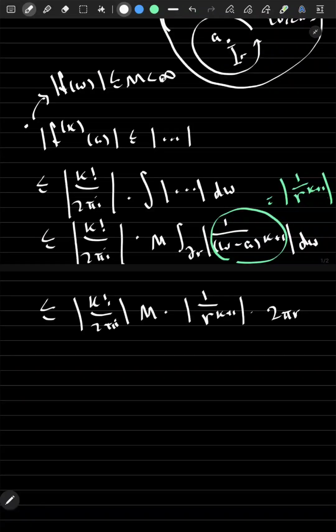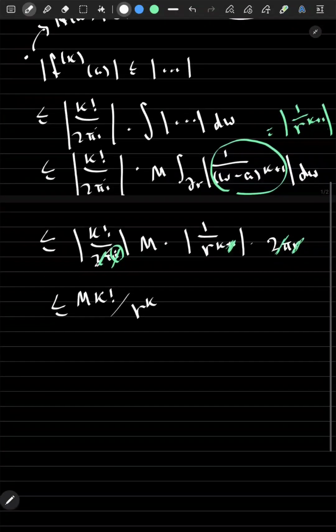Okay, and so now this 2 pi is going to cancel out with this 2 pi. We can also notice that the absolute value of 1 over i is just 1, so we can remove this i from here. And what else do we have? We have an r here, and that's going to cancel out with this plus 1. So in the end, we have this bound: k factorial M over r to the k. And this is the Cauchy estimates on the derivatives of f.